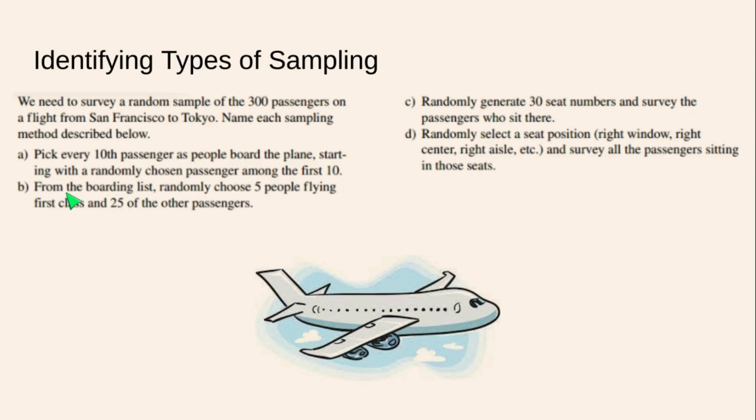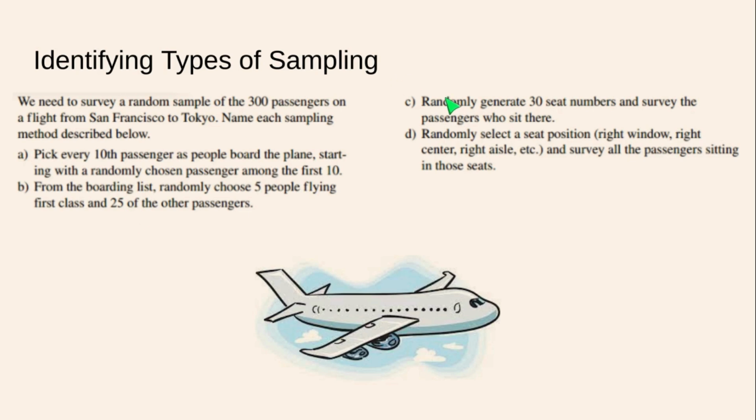So, letter B. From the boarding list, randomly choose 5 people flying first class and 25 of the other passengers. Now, if we assume that 1 out of every 6 people flying is first class, this would be a good example of stratified sampling, all right? We would choose 5 people randomly from the 1/6 that are flying first class, and 25 randomly from those who are not flying first class. So that'd be stratifying, sampling according to the representation in the population.